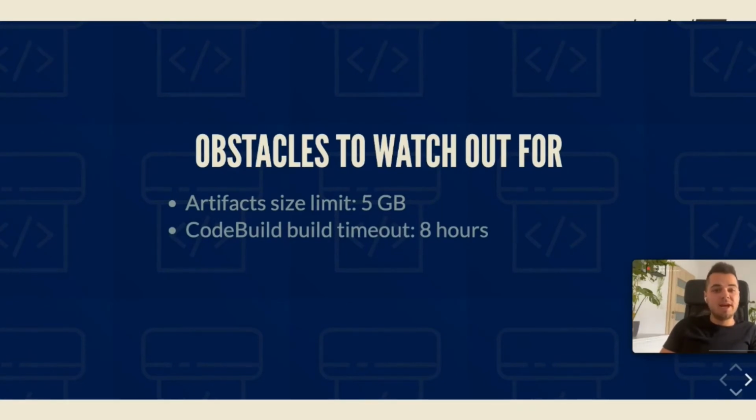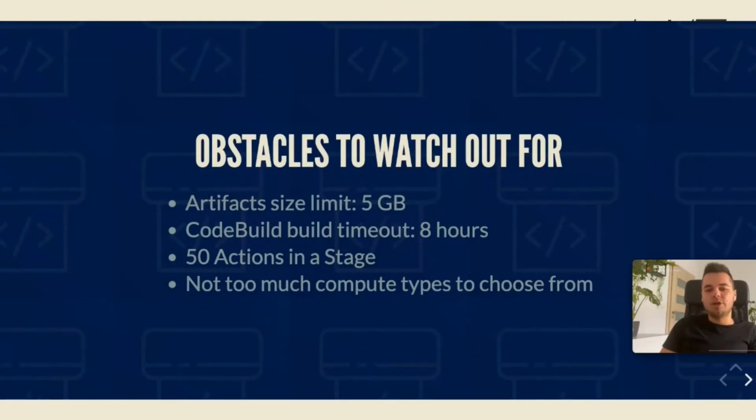CodeBuild timeout is 8 hours. That's usually not enough for large models as well. Keep that in mind. You can have only 50 actions in a stage. That's a lot, especially if you have granular split on the stages, so data engineering, model building stages, and so on. But that's still a hard quota. And there is not too much to choose in the compute types. It's not like you have 200 EC2 compute types available. You have only like 8 of them, if I recall correctly. Keep that in mind once again.